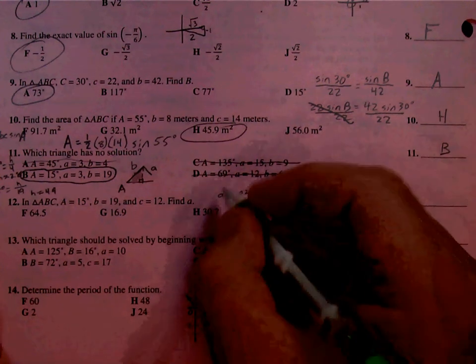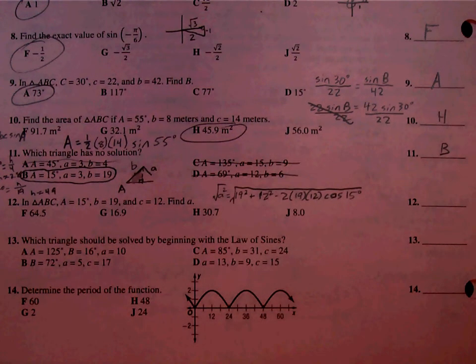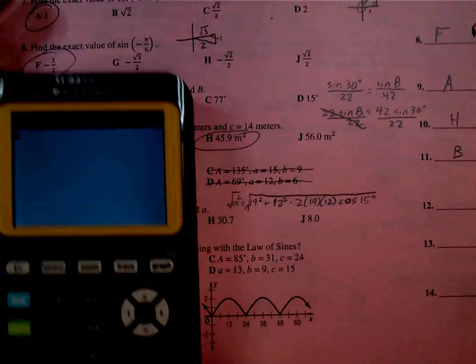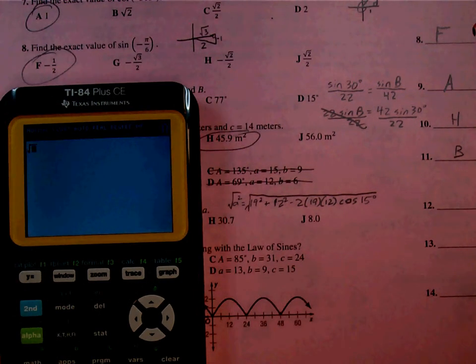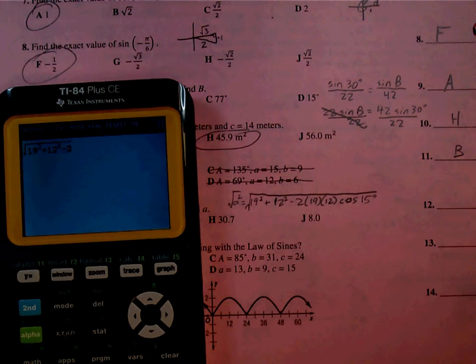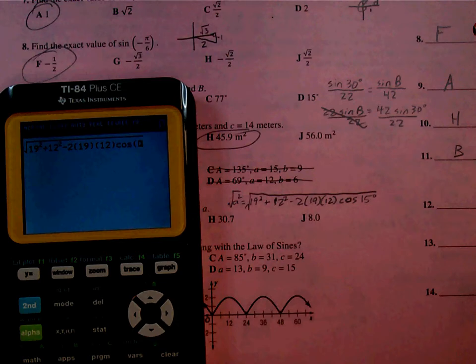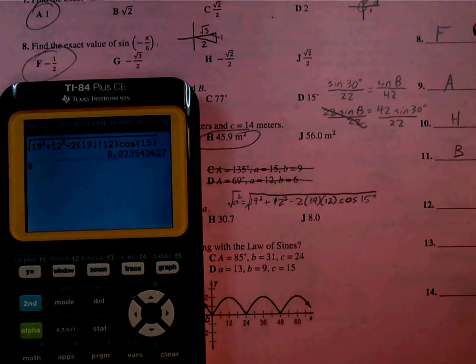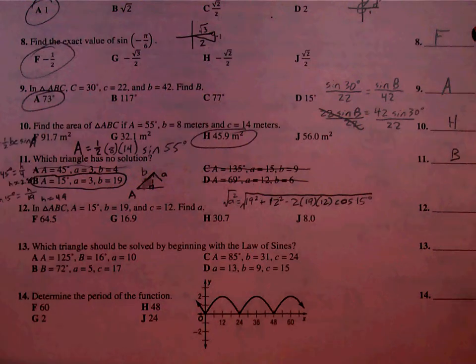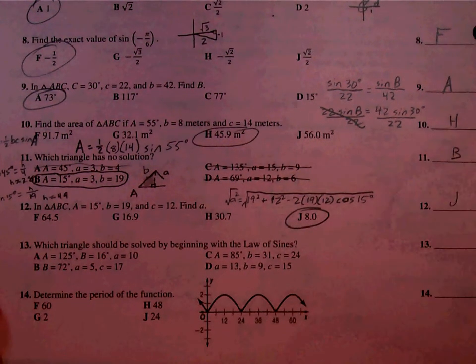I'm not even going to bother simplifying this. I know if that was an A squared there, I know what I'm going to have to do is square root. Just going to type in that entire thing all at once. So I'll do square root of 19 squared plus 12 squared minus 2 times 19 times 12 times cosine of 15. So about 8.0. So J would be our answer. 12 is J.